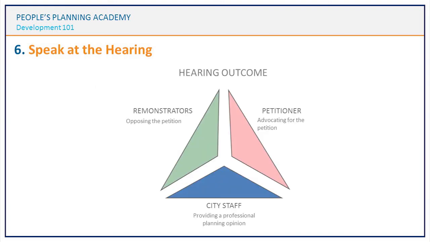This is a graphic that illustrates the three entities that inform the hearing outcome: the remonstrators, the people who are opposing the petitions; the petitioners and their advocates, or their supporters who are advocating for the petition; and the recommendations from the city staff.